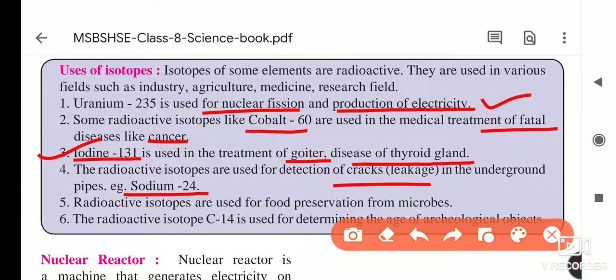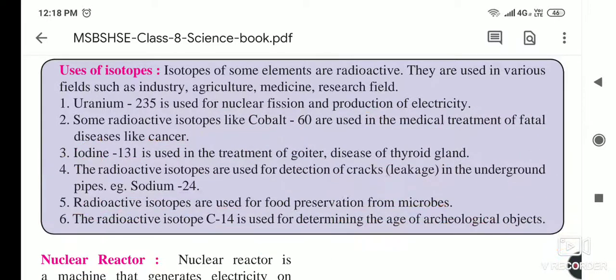For example, you know that some things, like potato, if we keep it as it is, then what happens? We see after some days the eyes show sprouting. So if we bombard these potatoes with a radioactive substance, then they do not sprout.